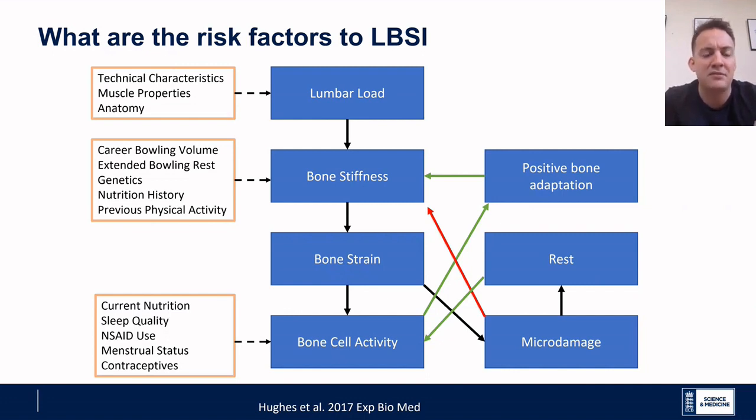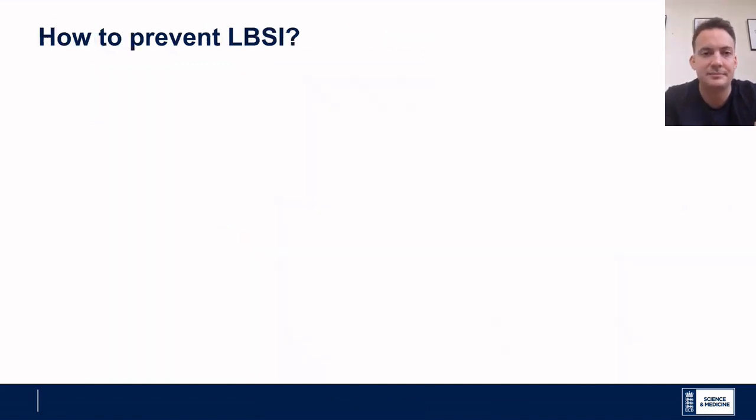And then we have our female-specific variables. So those with impaired menstrual status may have negative bone cell activity, which affects the ability of bone to adapt. And the same with some contraceptives. I think more research is needed in this area to understand more about the role of different contraceptives on bone cell activity. And then we also know that microdamage is likely caused by short-term workloads.